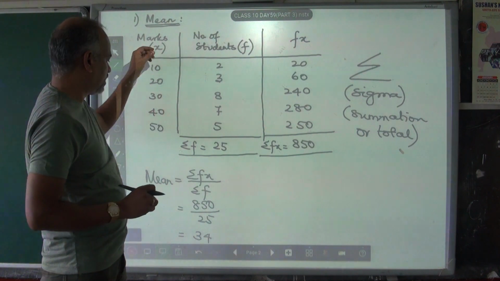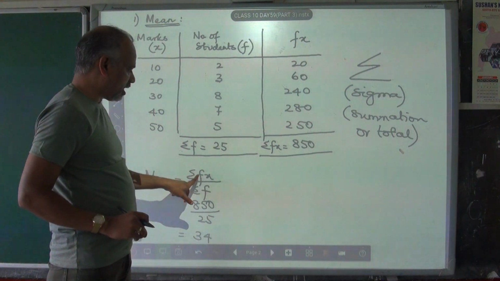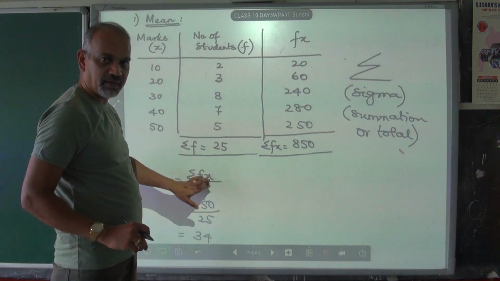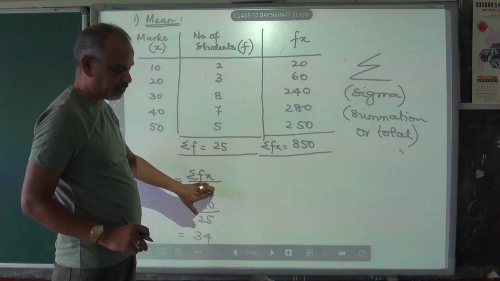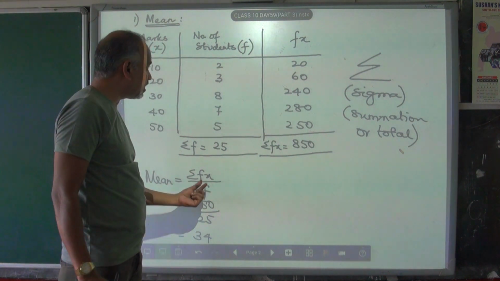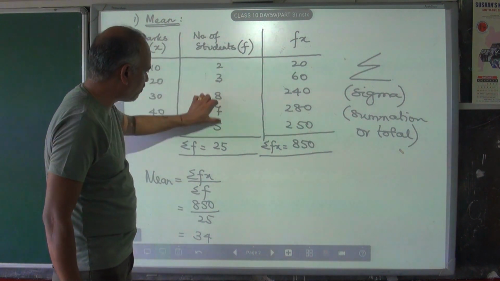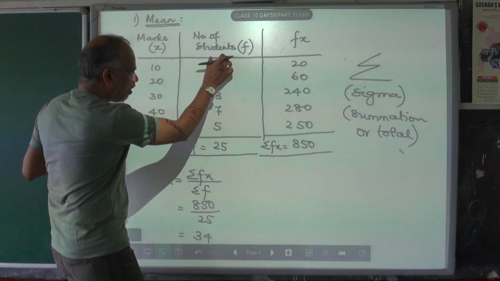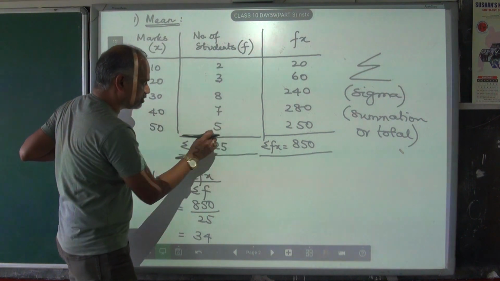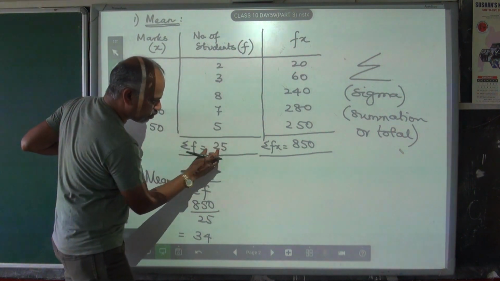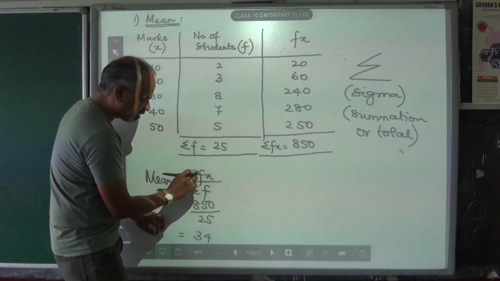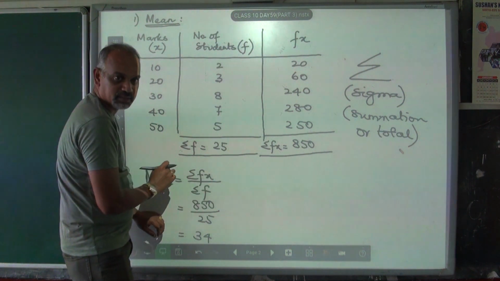Now if you look at this, sigma fx is required. f is separate, x is separate. We have not multiplied f and x together. The denominator is sigma f, meaning the sum of all the f values. These are the f values. Add all these, that will give you sigma f. If you add all of them, you will get 25. So you got this. The next thing that you have to know is sigma f into x.